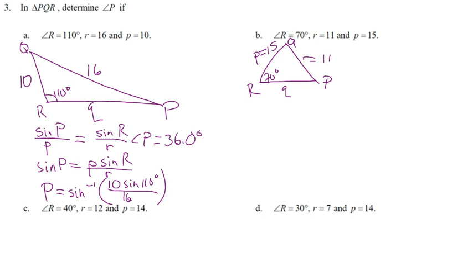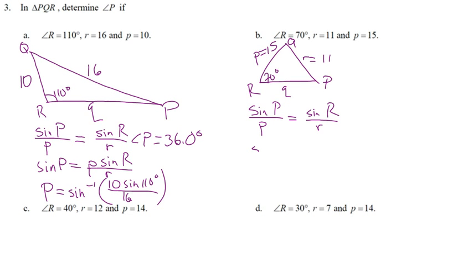Because if the 70 degrees is opposite a side of 11, a side of 15 has to be open even more. Okay, same deal, right? Sine P over p equals sine R over r. We like to write this out all the time because tomorrow you're going to learn the cosine law, and then when you're solving a non-right angle triangle, you're going to show which one you're using. I'm using the sine law to get an angle, or I'm using the cosine law to get an angle. So we need to show the formula.